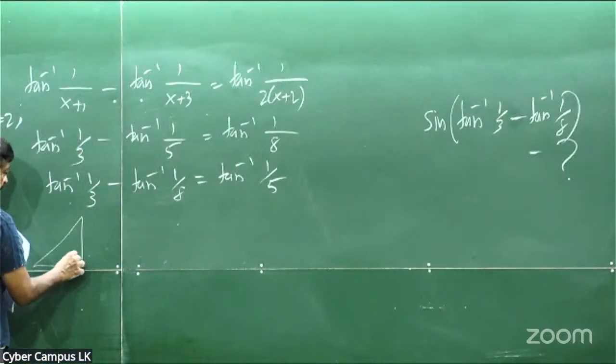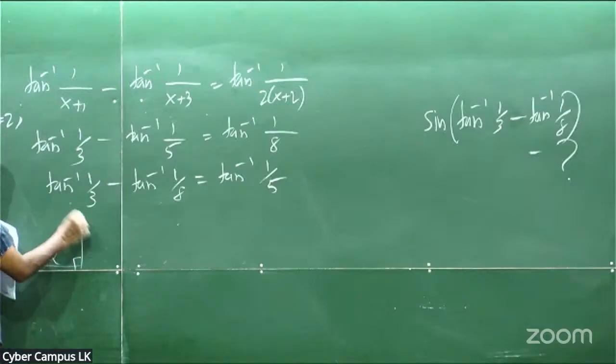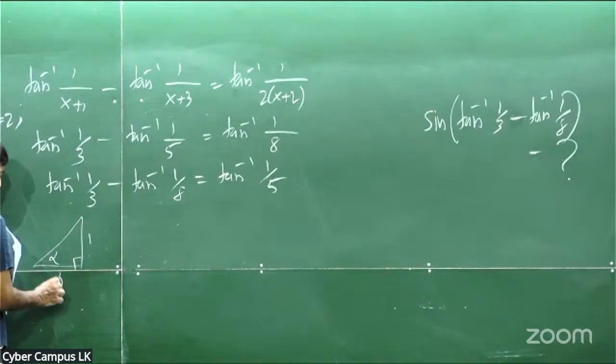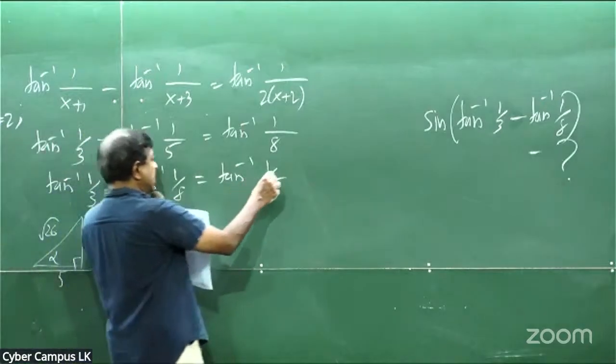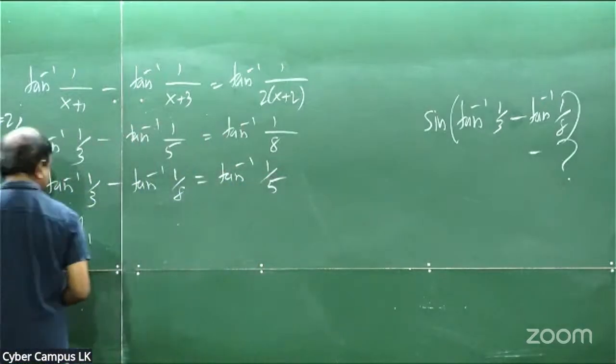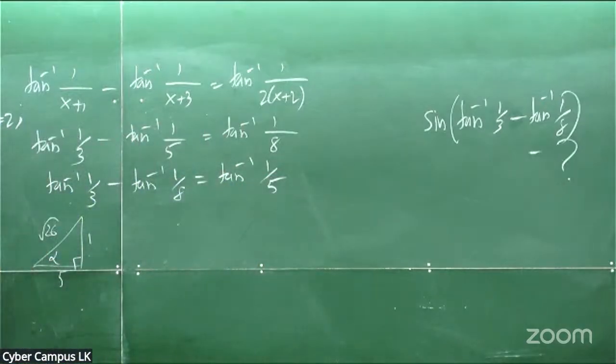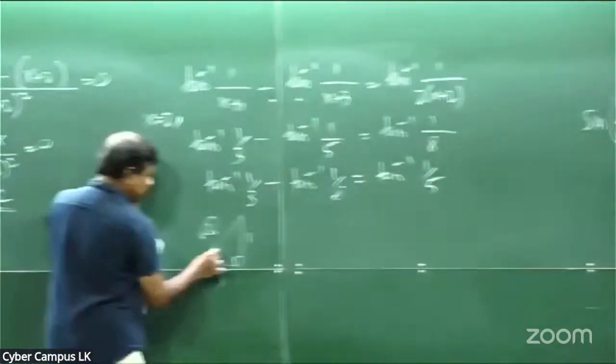Draw a triangle. Let that angle be alpha. So 1/5 means this is 1, this is 5, this is square root of 26. Right? Now, let this be alpha. No, don't take it as alpha. Tan inverse 1/5 was taken. No, we'll use some other angle. That's better. Delta.